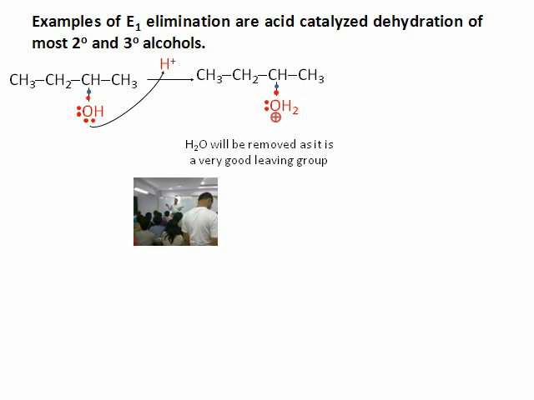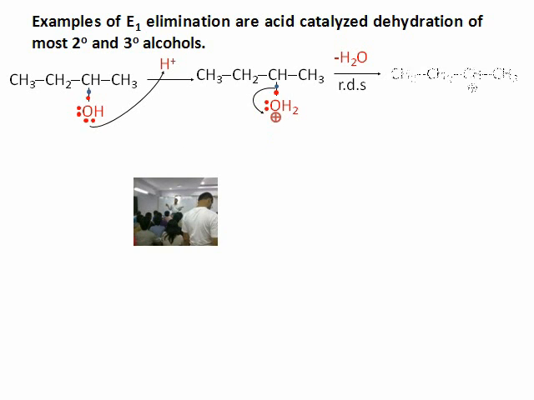When this water is removed, along with electrons of the bond, we will get a carbocation, and this step is rate determining step. So this is the carbocation formed during the rate determining step. This carbocation can then lose H plus either from the carbon of the left side or from the carbon on the right side. Once it loses H plus from the carbon of the left side, we will get 2-butene.